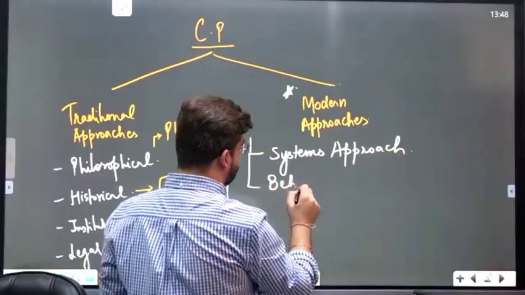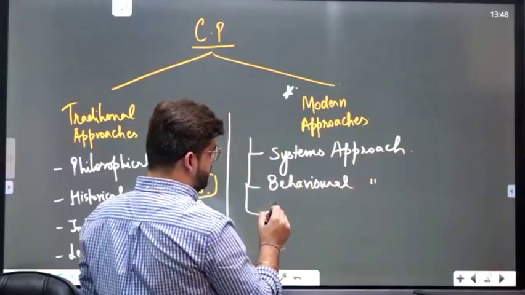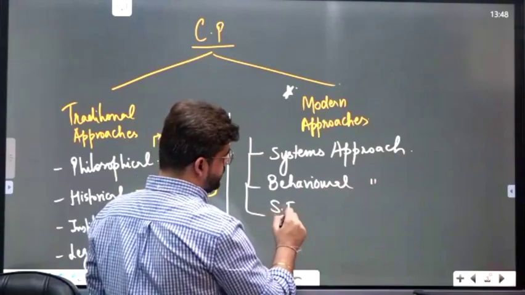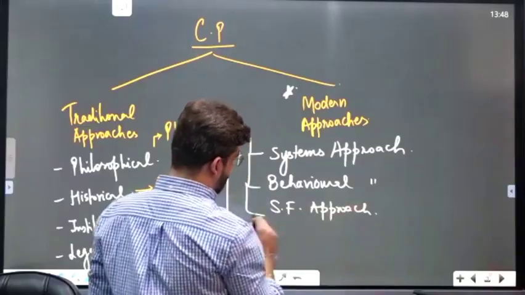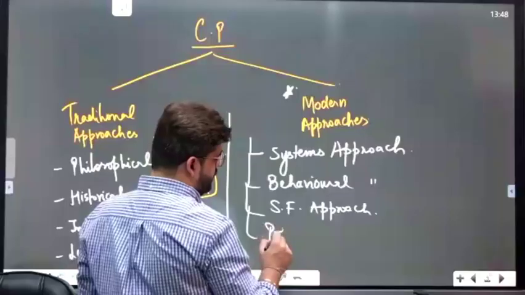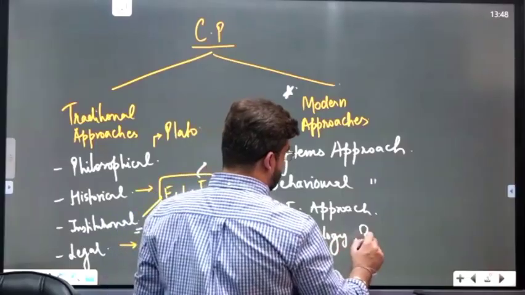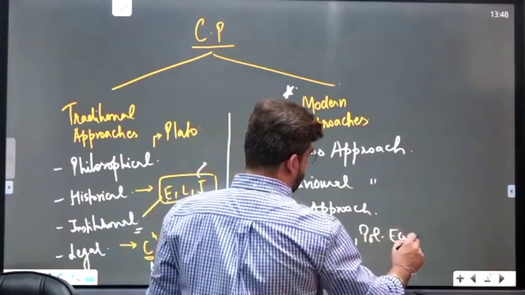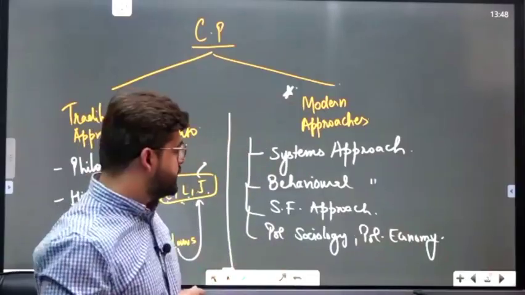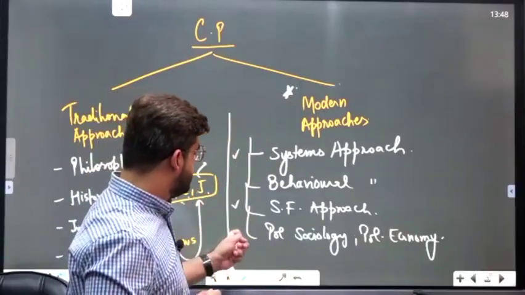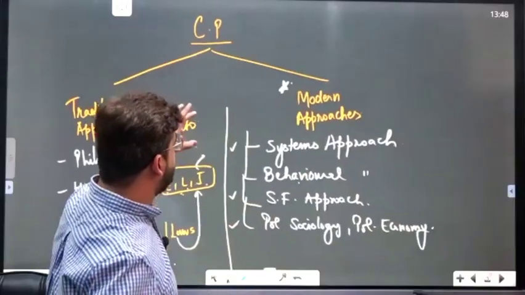Behavioral approach, structural functional approach, political sociology approach, political economy approach. These are ones which are explicitly written in your syllabus. This one, this one, this one. This is not written per se, but this is also one approach, modern approach.